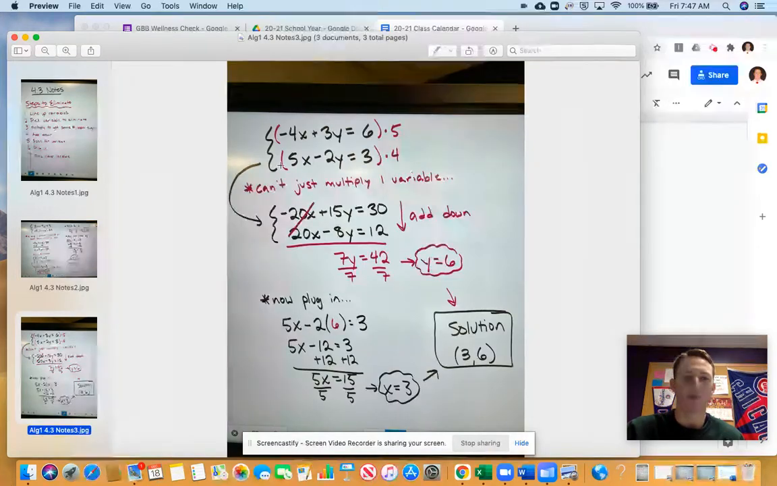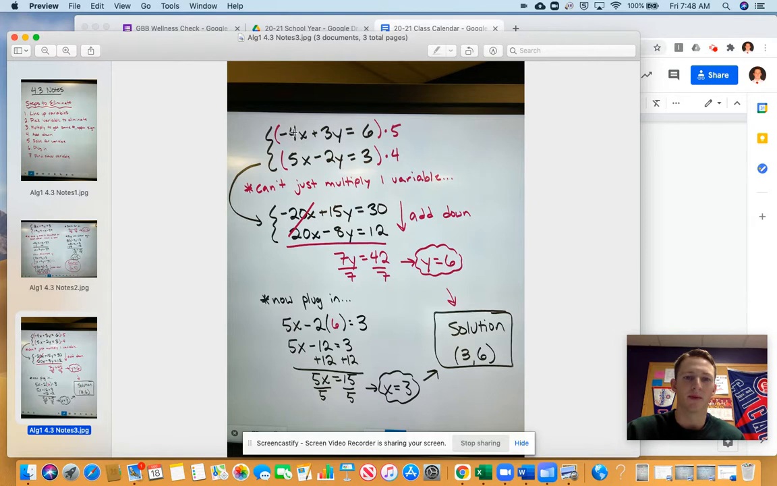Our last example, we have a system again, and they're nice to us. The variables are stacked on top of each other, but can we multiply 4 to get to 5? Not really. Can we multiply 3 to get to 2? Not really. So we're going to have to multiply both of the equations. Let's just pick the x's to eliminate, and we already have opposite signs. We have a negative right here and a positive right here.